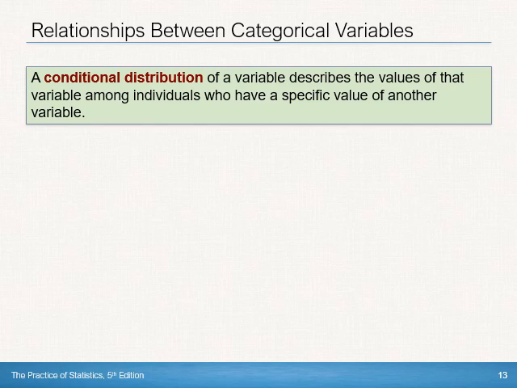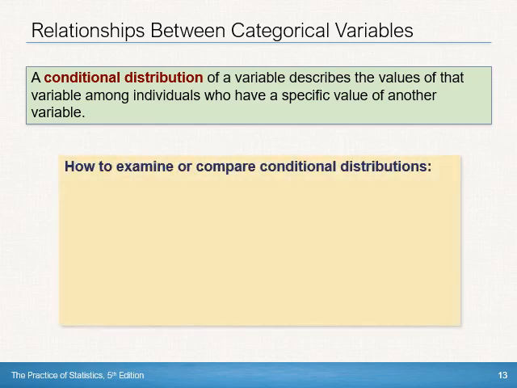All right, now a conditional distribution. This is conditional based on, for example, being male or being female. So the conditional distribution of a variable describes the values of the variable among individuals in that particular subset, in this case, gender, for example.